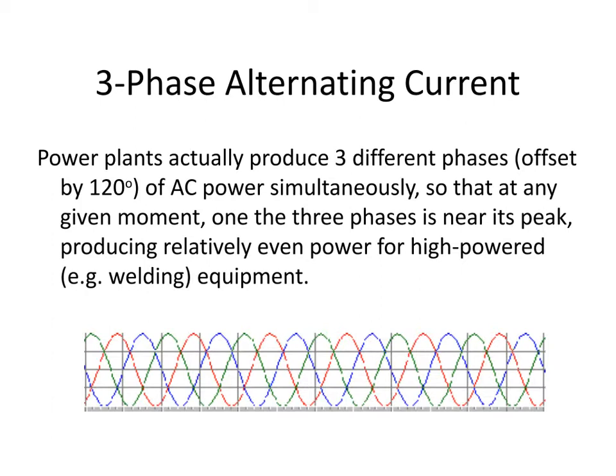So at any given moment in time, one of the 3 phases is near its peak. So that means that instead of getting power that fluctuates, you get a relatively constant amount of power all the time. Not everybody needs this, but if you're into industry, then you may have equipment like welding equipment that requires a fairly constant current flow at all times, and that will help you out there. In our houses, we generally don't need all three phases.